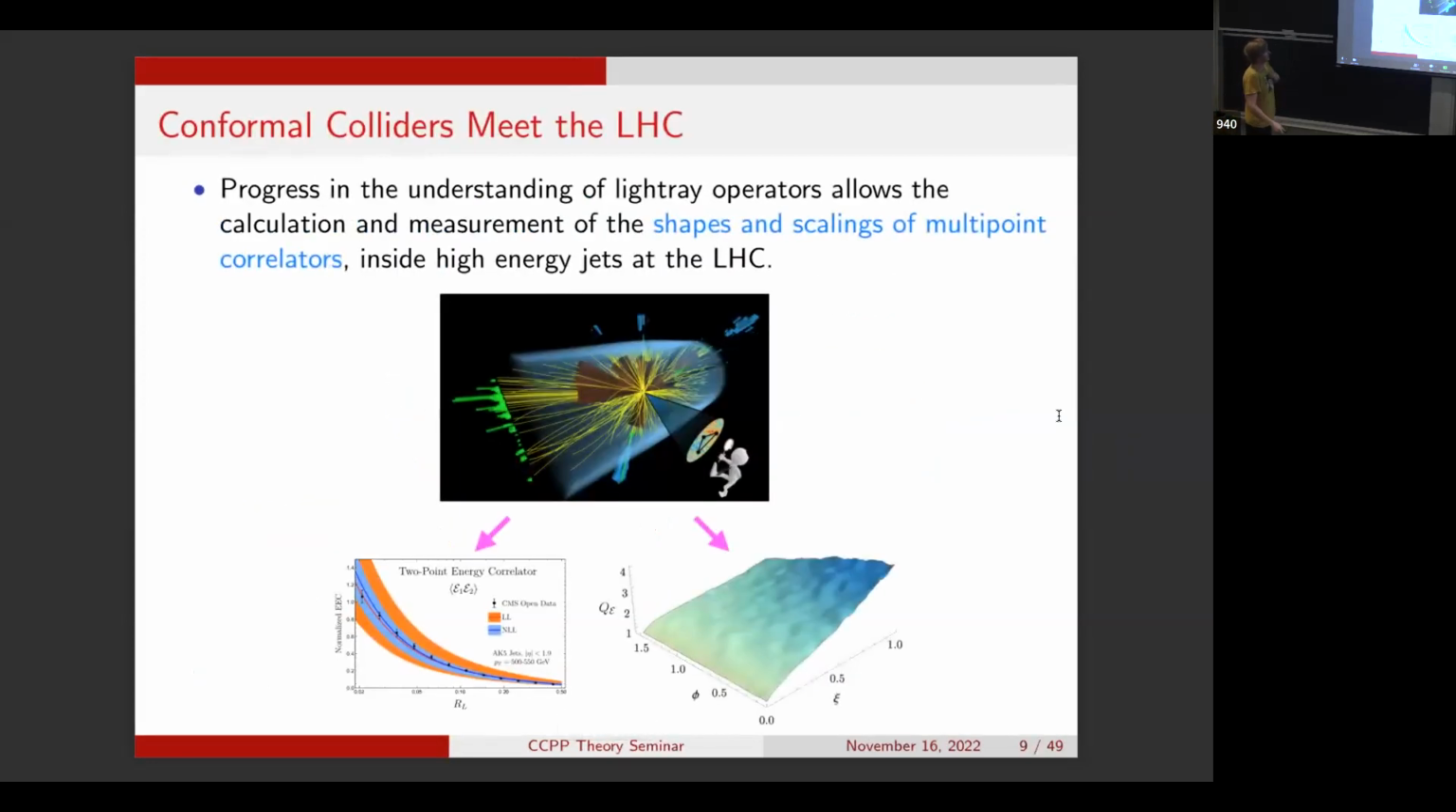Okay, and so what I want to do in this talk is to bridge what has been going on in the formal community with these conformal colliders and make it meet the LHC, and show that we can really start thinking about LHC data in terms of, for example, scaling behavior, which is dictated by certain properties of these correlation functions, as well as actually measuring higher point correlators. I'll explain exactly what this is later, but it's a 3-point function of these energy correlators. And so we can actually start measuring the shapes and scalings of these interesting correlation functions of these energy flow operators inside high energy jets at the LHC, to really test interesting properties of these correlation functions of interesting field theory operators.